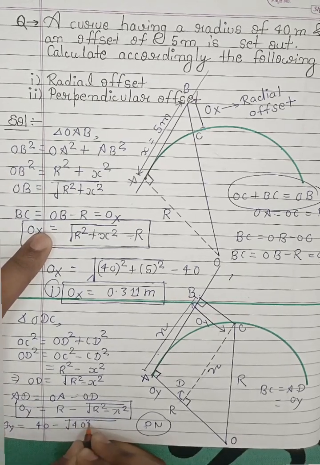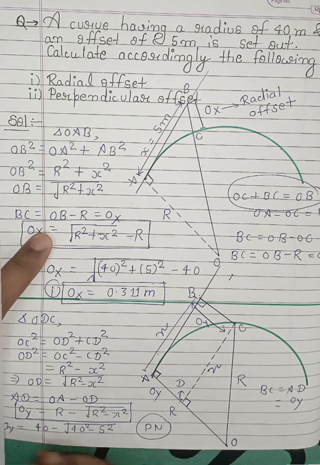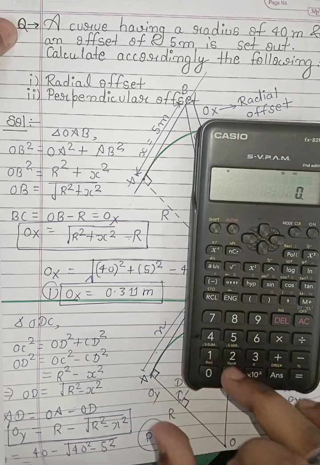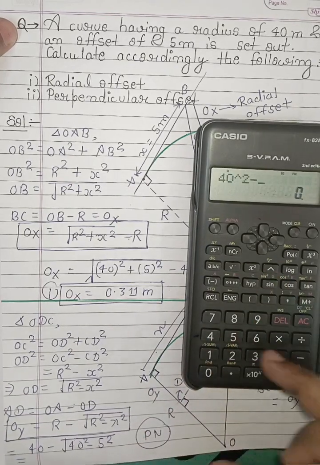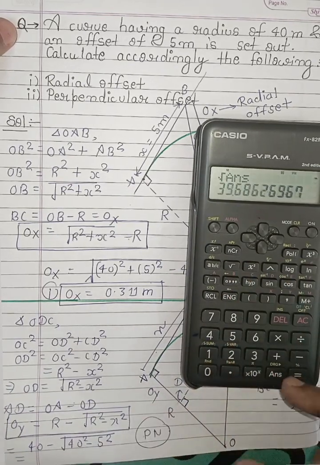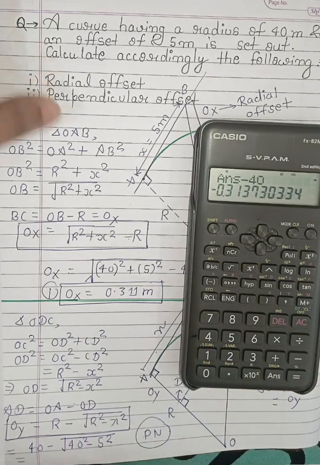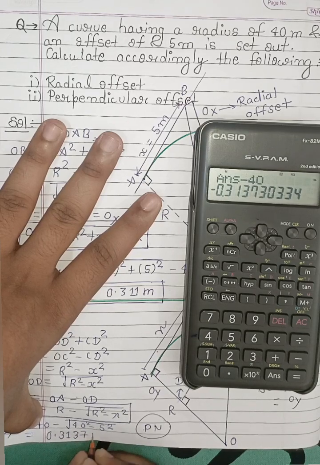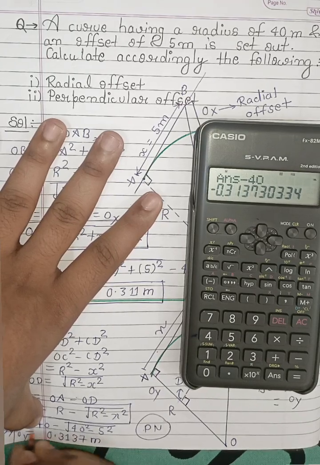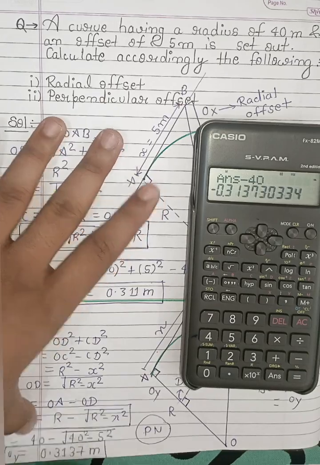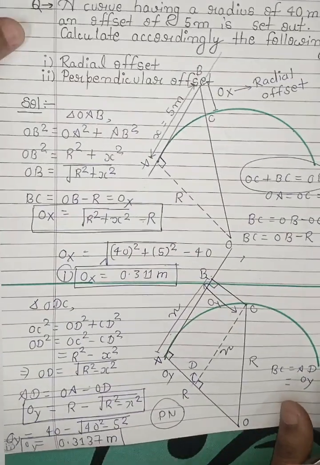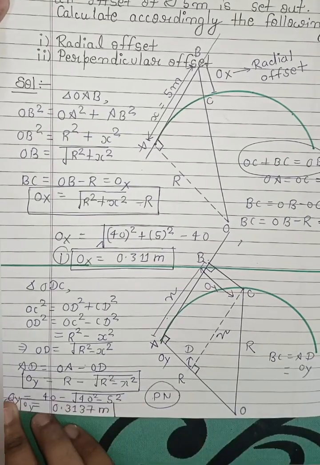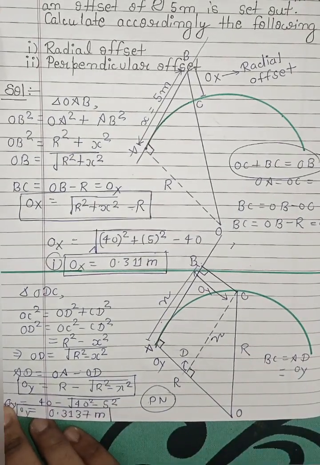अब यहाँ पे वैल्यू सब्स्टिट्यूट कर दो, तो R की वैल्यू 40 है, अंडर रूट ऑफ 40 स्क्वायर माइनस x इज व्हाट 5 स्क्वायर, सो व्हाट रिजल्ट यू आर गेटिंग, this is 40 minus under root of 40 square minus 5 square, it's coming out to be 0.3137 meters. So this is the value of a perpendicular offset, the second one. So here we are done with all the two results, that is OX is equal to 0.311, that is radial offset, and OI is equal to 0.3137, that is basically the perpendicular offset.